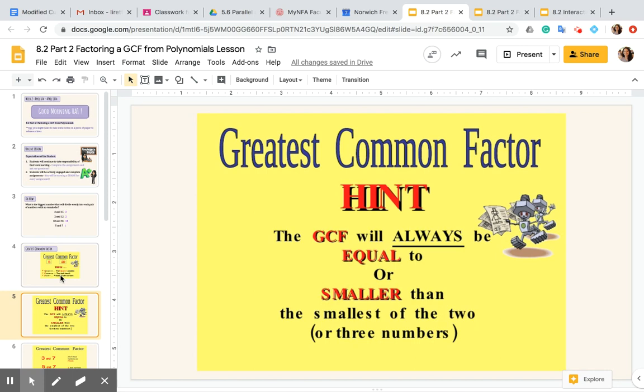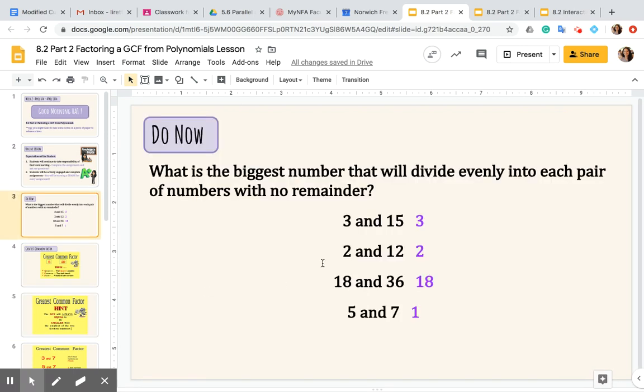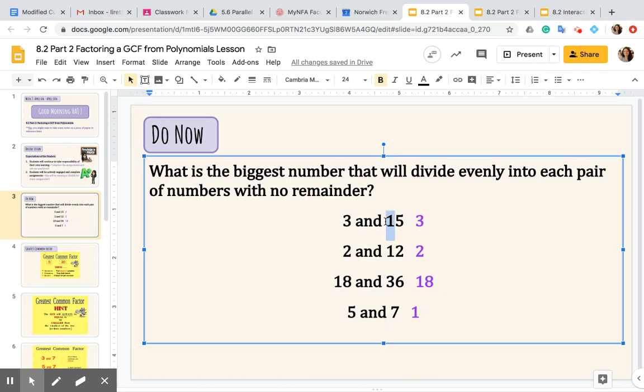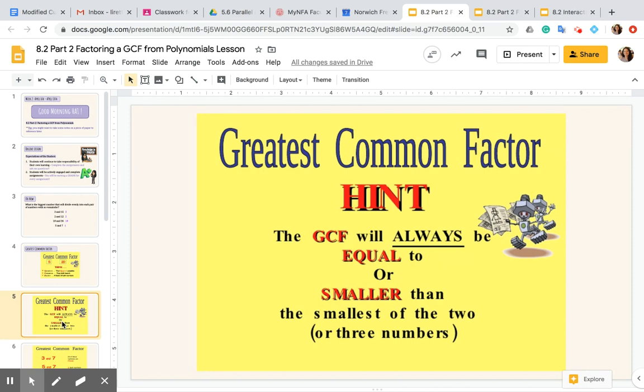And your hint for how to find the greatest common factor is kind of what we noticed in that previous slide. Your GCF is always going to be equal to or smaller than the smallest of those numbers. And that seems a little counterintuitive when students first come across this because they see the word greatest and they think, well, if I look at this pair of numbers, it's got to be the biggest one, right? Because greatest common factor, it's the biggest. Well, it's actually the opposite. Greatest common factor, this is actually the biggest number that will work. It's the smallest of the 2, but it's the biggest one that will divide evenly into each number. Okay, so it's a little counterintuitive.